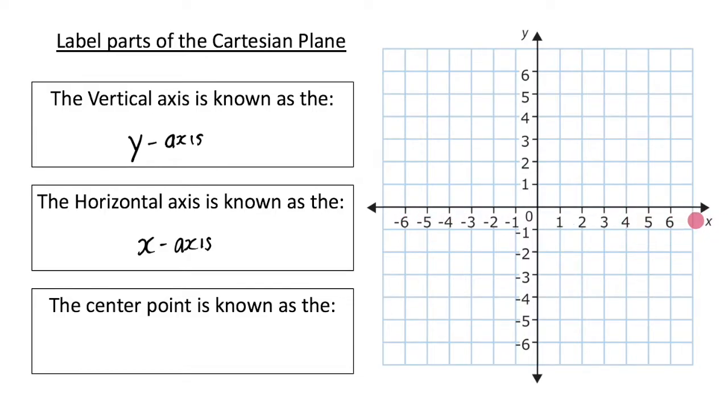Next, the center point is known as the origin. So come here, and I actually want you to label this point, put a circle here, and put an arrow, and then write origin. Now the origin also has coordinates. We call it 0, 0. So the coordinates of the origin are 0, 0. And we're going to be learning more about coordinates very soon.